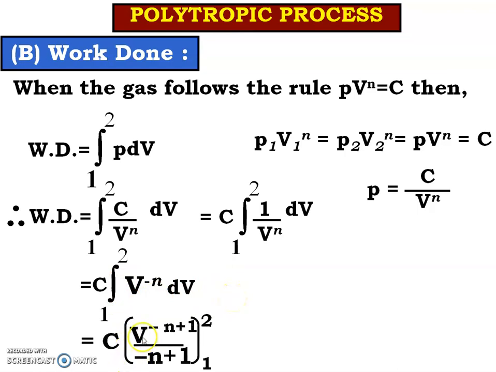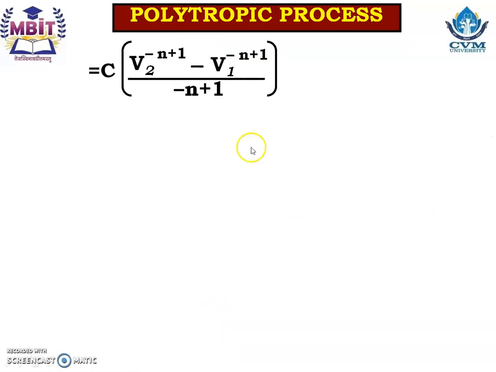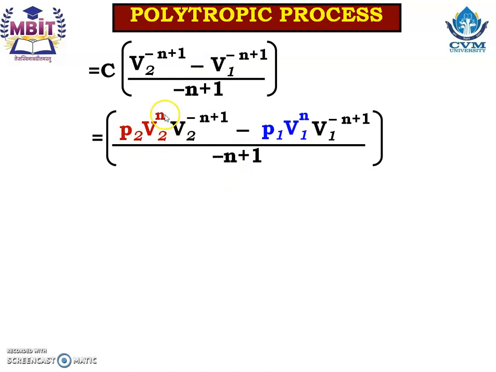What is the integration of V raised to minus n? Yes, it is C into V raised to minus n plus 1 divided by minus n plus 1 between 1 and 2. Putting the values of 1 and 2, it will be C times V2 raised to minus n plus 1 minus V1 raised to minus n plus 1, divided by minus n plus 1. Now we will take C inside the bracket. So it will be P2 V2 raised to n into V2 raised to minus n plus 1 minus, here there will be a C, and instead of C we can write P1 V1 raised to n, V1 raised to minus n plus 1, divided by minus n plus 1.